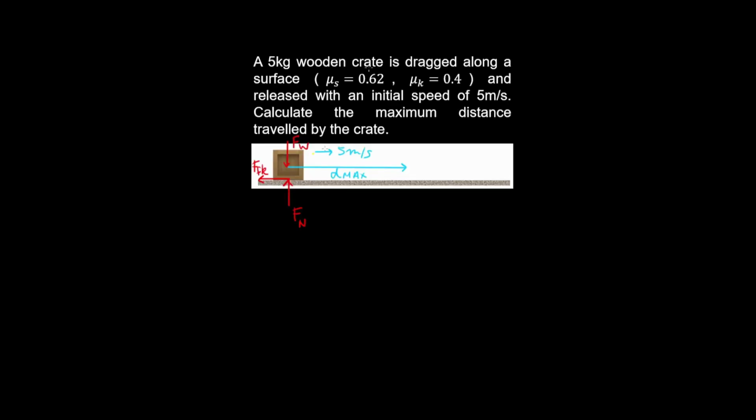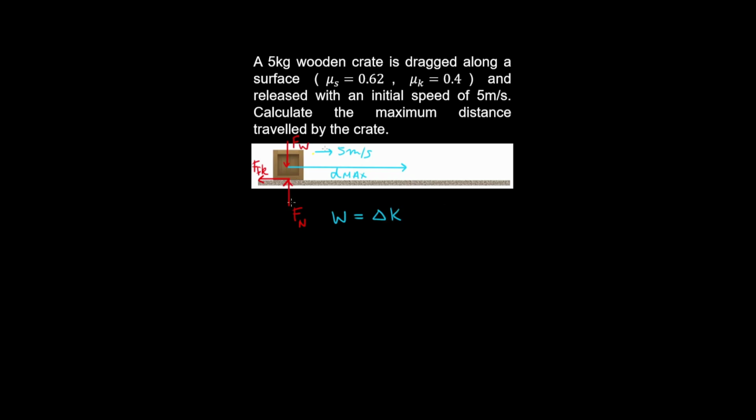A 5 kilo wooden crate is dragged along a surface, which has these friction coefficients, and released with an initial speed of 5 meters per second. And we're asked to calculate the maximum distance travelled by the crate. So to do that, we can use the work kinetic energy theorem.